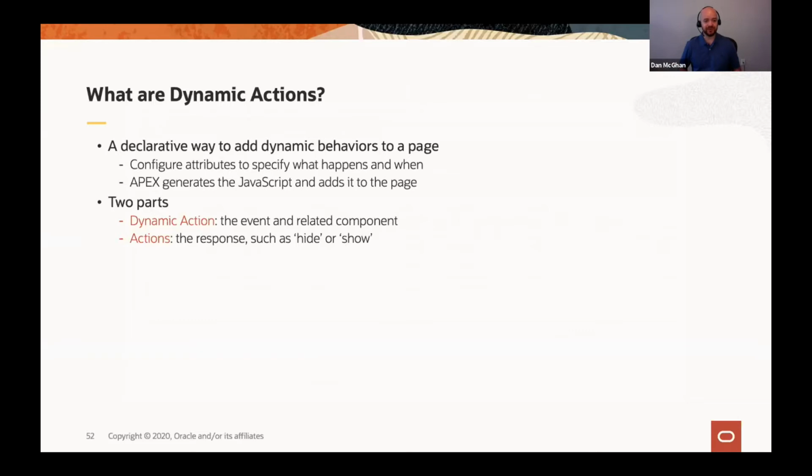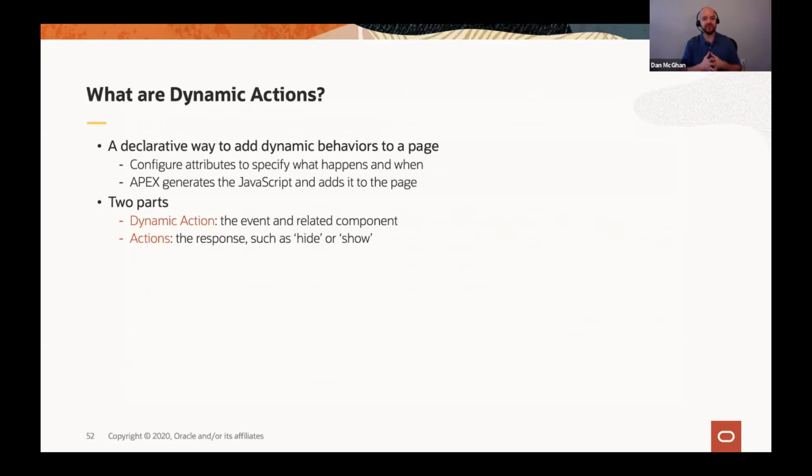There are, again, 2 parts to a dynamic action. So we have the dynamic action itself, which you can think of as the parent. This is where you're going to define what you want to have happen and when. So maybe the click of a button or maybe the change of an item's value are good examples.